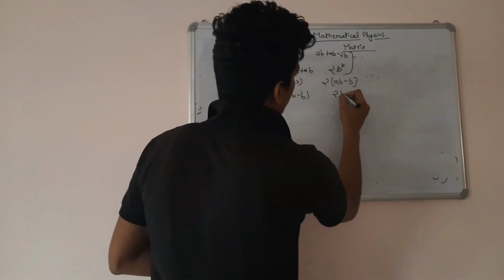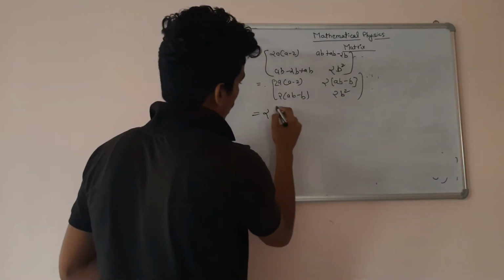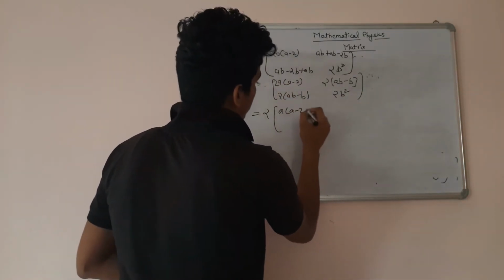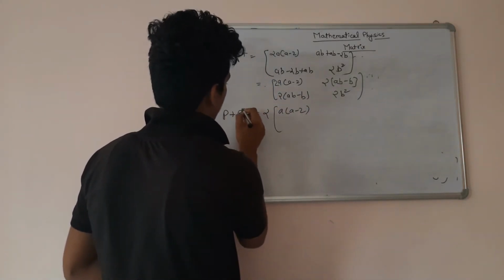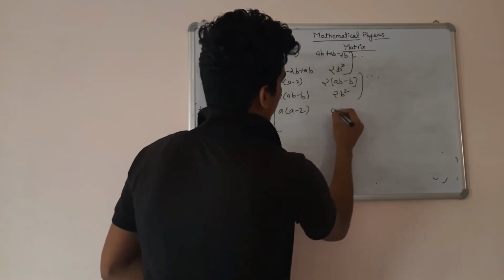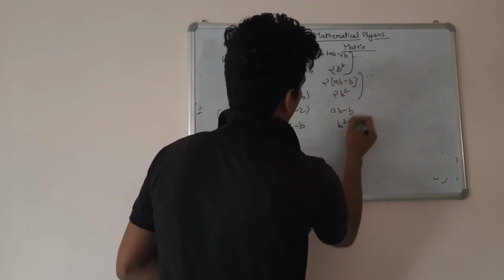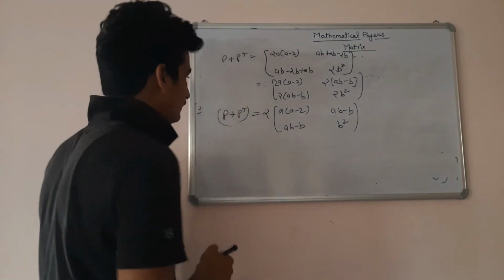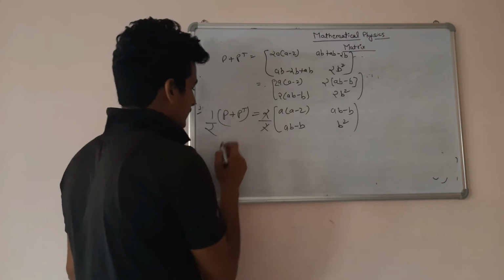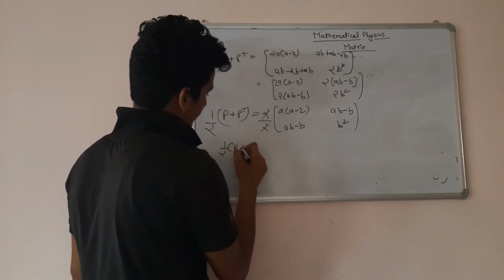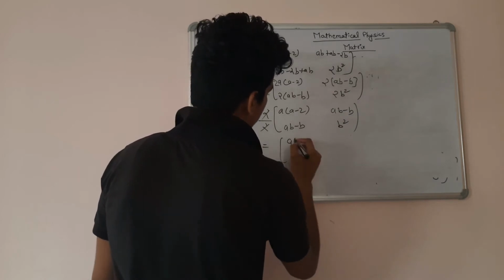This becomes 2B square. Now take 2 common. Then this is P plus P transpose. This becomes AB minus B. This also becomes AB minus B. This is B square. So what is the symmetric part? This is the symmetric part of matrix P.